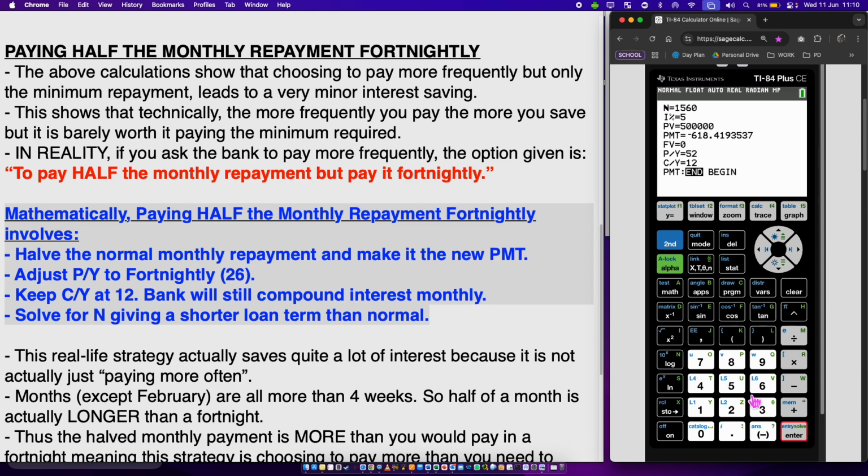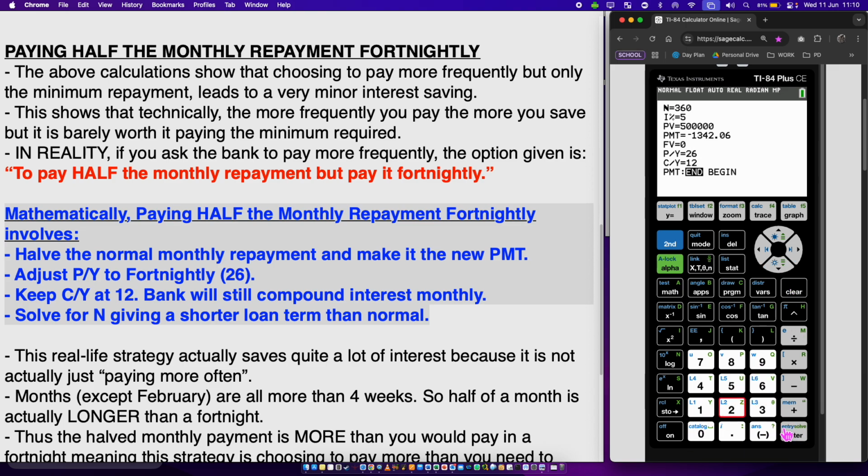So the default loan, go back to it, 360, paying it monthly. That tells me my monthly payments were $2,684.11. But if I pay half of that, so negative 2,684.11, but halve it, so it's going to be 1342.06, negative 1342.06. And I'm going to pay that every fortnight.